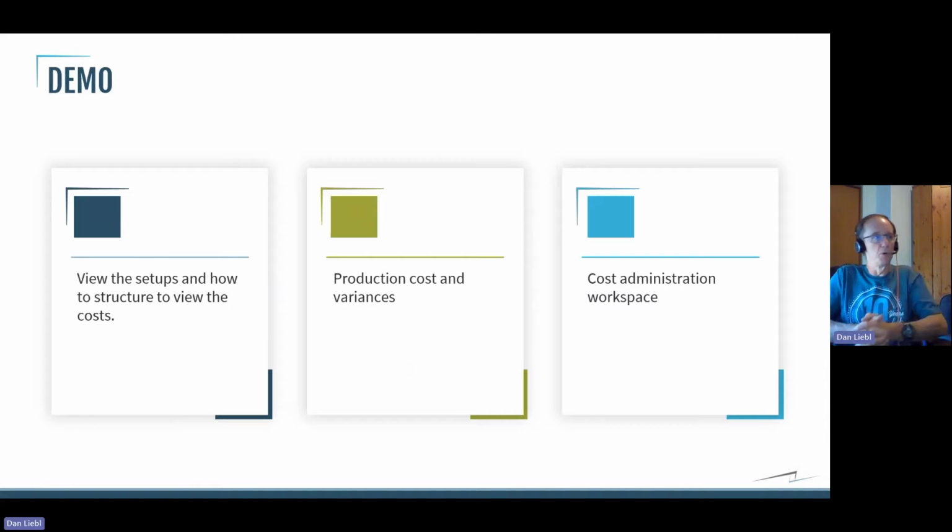Now, let's get into the demo portion of things. First, we're going to take a look at viewing the setups and how to structure the costs and look at some items to see how they can flow through. Then we'll take a look at the production cost and the production variances. And then finally, we'll wrap it up with taking a deeper look into the cost administration workspace. So let's switch over.